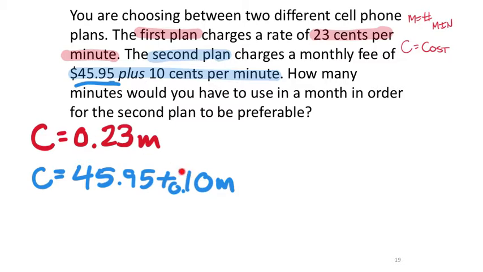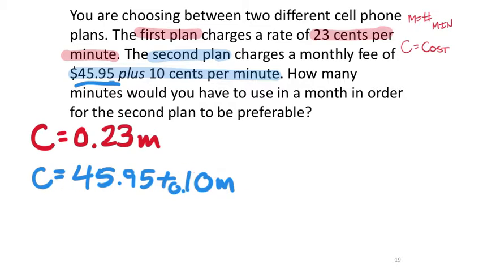Now, both of these are informally slope-intercept form, because we do have a rate at 23 cents per minute and 10 cents per minute, and then the starting value. The starting cost of the first plan is $0. You only pay for the number of minutes you're going to be using. The second plan, though, did have an initial cost, some kind of monthly fee of $45.95. Okay, so we did see a slope and a y-intercept for both equations, but the question is, how many minutes would you have to use in a month in order for the second plan to be preferable? That's the blue one right here.